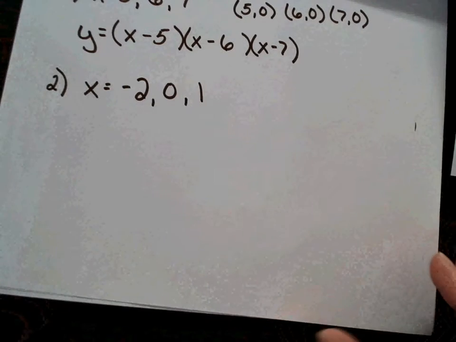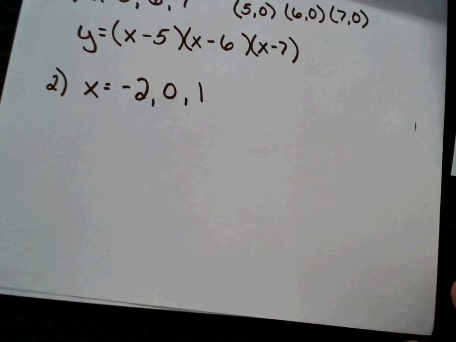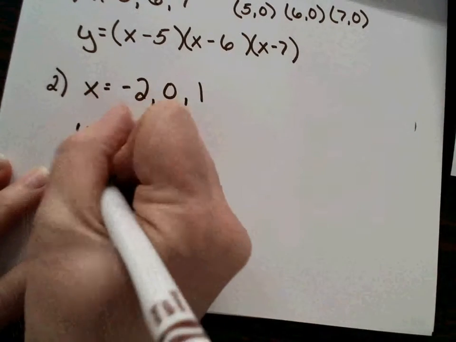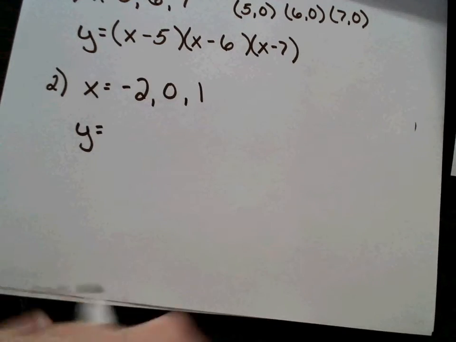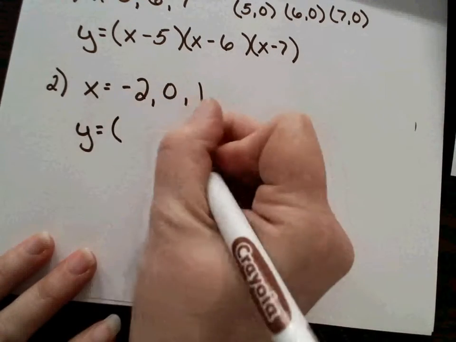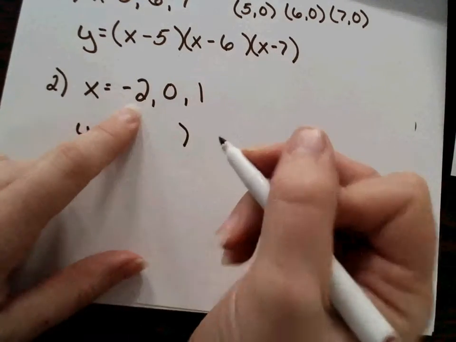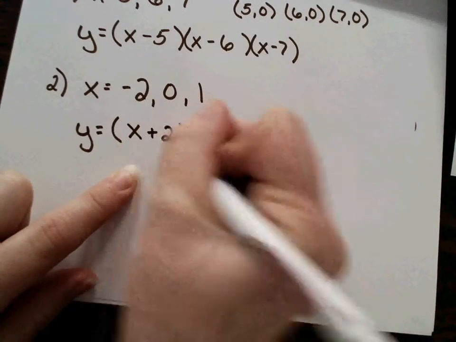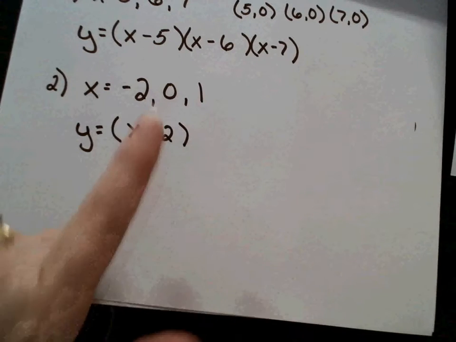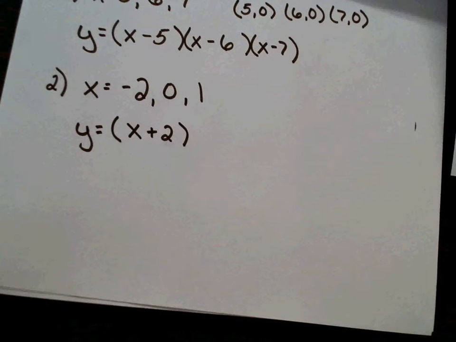Okay, so if I have the ordered pairs, the x-intercepts, -2, 0, and 1. If we're going to write this as a polynomial, for the first parenthesis, take the opposite of -2. So this would be x plus 2. Now, take the opposite of 0. Can you take the opposite of 0? No, so 0 is just 0.